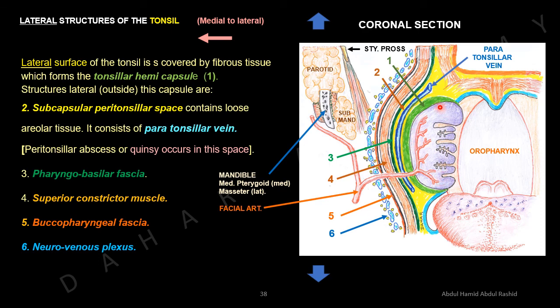You have the tonsillar hemicapsule. Next to that one is the subcapsular peritonsillar space. Next to that one is your pharyngobasilar fascia. Next to that one is the superior constrictor muscle. Next to that one is the buccopharyngeal fascia. And finally, outside that one is the plexus of pharyngeal veins and plexus of pharyngeal nerve.